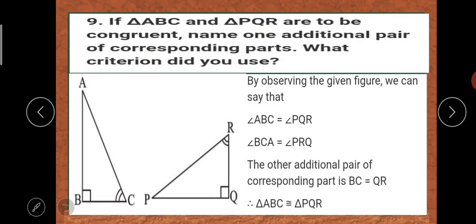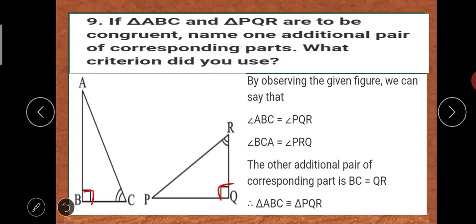Now last question, see. Ninth one. If triangle ABC and triangle PQR are to be congruent, name one additional pair of corresponding parts. What criteria did you use? So here two triangles are given, ABC and PQR. By observing, we find that angle ABC and PQR show that they are 90 degrees and they are congruent.